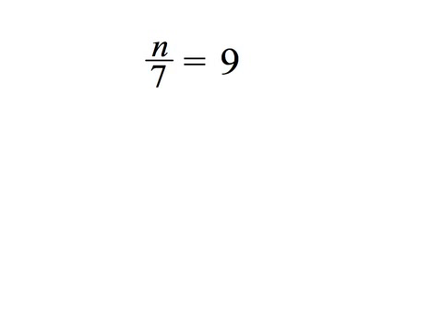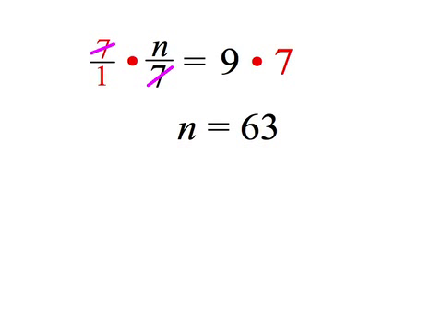Here's n divided by 7 equals 9. I know you can do it in your head, but let's try to apply some of our properties of equality. One of them is multiply both sides by 7. Now I know on the left side it says 7 over 1, on the right side it just says 7, but 7 over 1 is the same as 7. So we use the one that's the most convenient for each side. We mark out the 7s, and of course 9 times 7 is 63, so n is equal to 63.